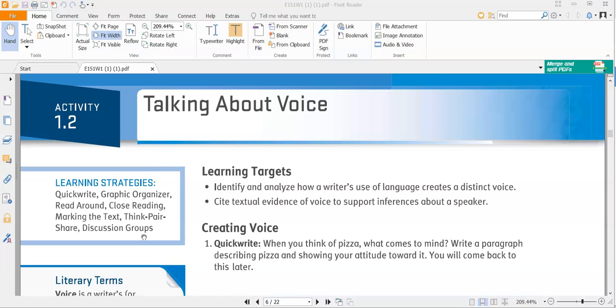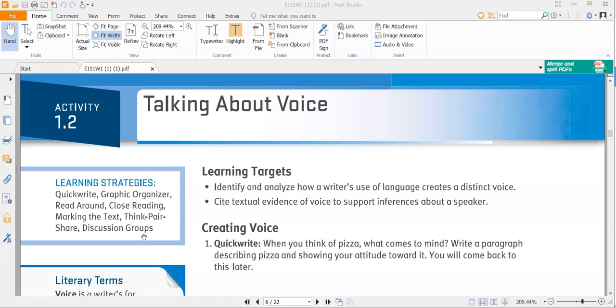So our learning targets for today are to identify and analyze how an author's use of language creates a distinct voice, and we'll of course be going over what that means. And to cite textual evidence of voice to support inferences about a character. And so you might be thinking, voice, how can I find out the voice of a person, a speaker, or a character if I can't hear them? All I could do is read what they're writing. But there is such thing as a literary voice, meaning the style of writing, the way that you say things, it varies depending on who you are as a writer. So we'll be learning more about that.